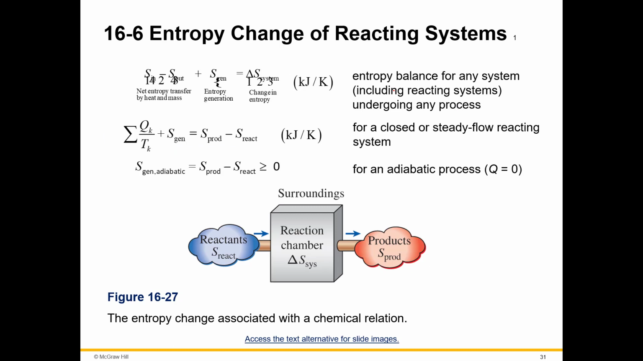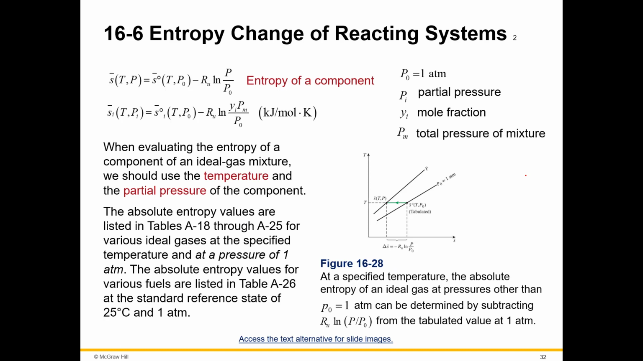Entropy change for reacting systems. This is the entropy balance. So S in less S out plus S generated equals the change in the system entropy. Entropy balance for a system, including the reacting systems undergoing any process. And then for a closed system, this is just the sum. And then for adiabatic processes, remember adiabatic is heat transfer equal to 0. Okay? So here's some more information about the formulas.